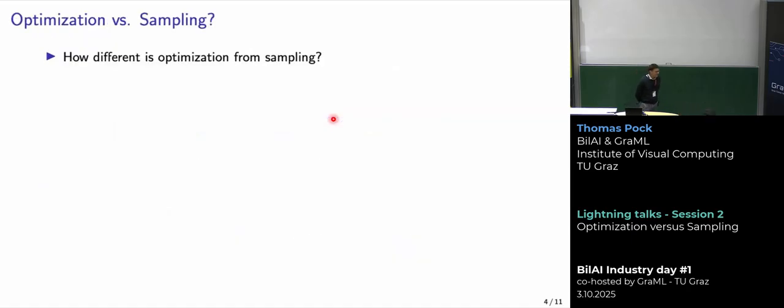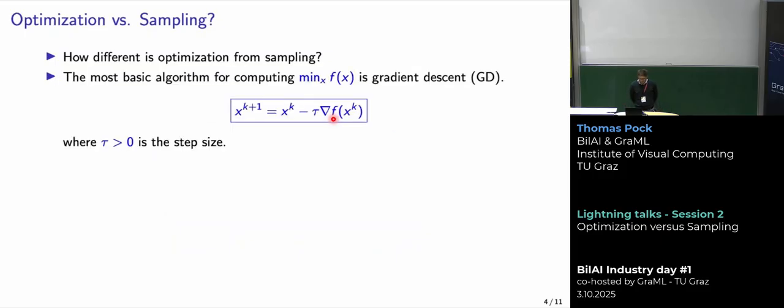So how different is sampling from optimization? What do you think? Very different or very similar? It turns out it's not so different. So the most basic algorithm for solving an optimization problem is, I think, gradient descent. Everyone should know gradient descent. So you see here iterations based on the gradient. They make gradient descent steps with a chosen step size tau.